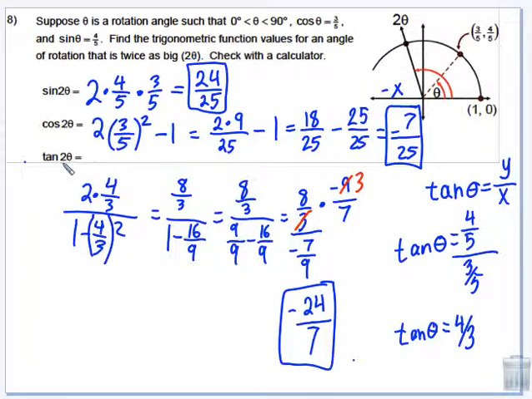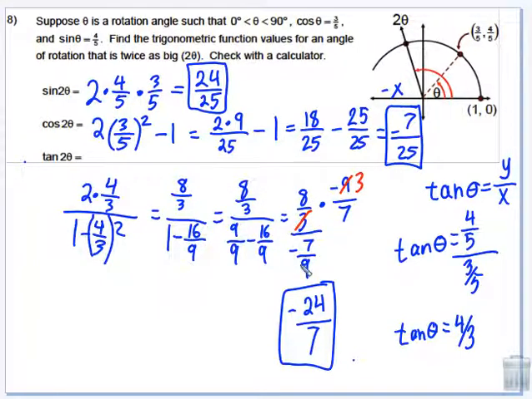And then for tangent 2 theta, we have 2 times tangent theta, which is 4 over 3, divided by 1 minus tangent squared theta. So we plug in tangent theta and then square it. We get 8 over 3 in the numerator, and then 1 minus 16 over 9 in the denominator. The 1 becomes 9 over 9, so we can subtract. In the denominator, we end up with negative 7 over 9. The numerator is just 8 over 3.